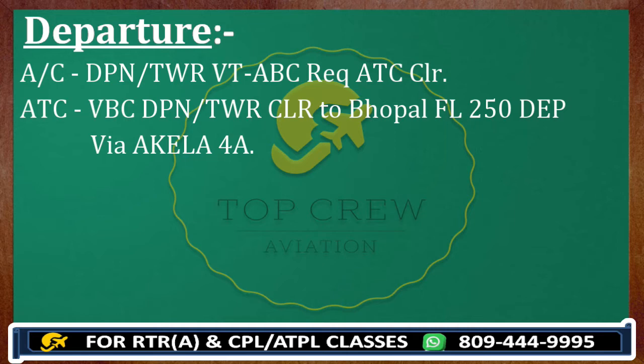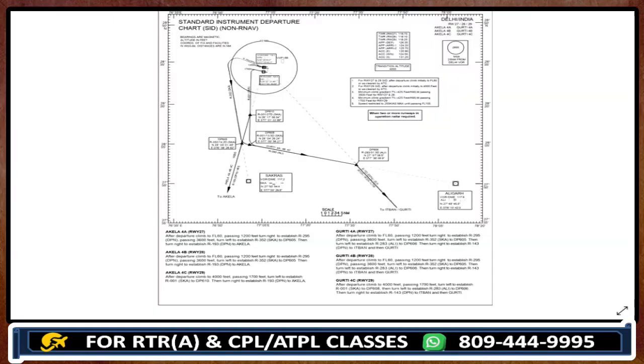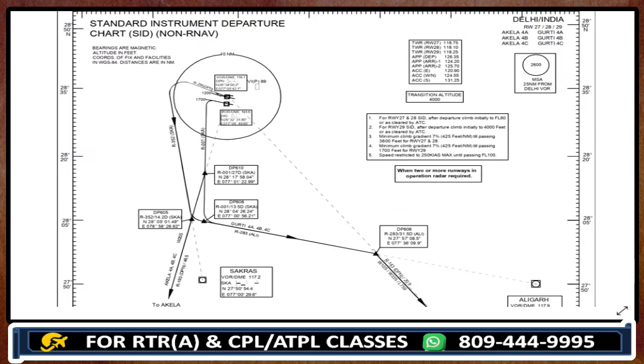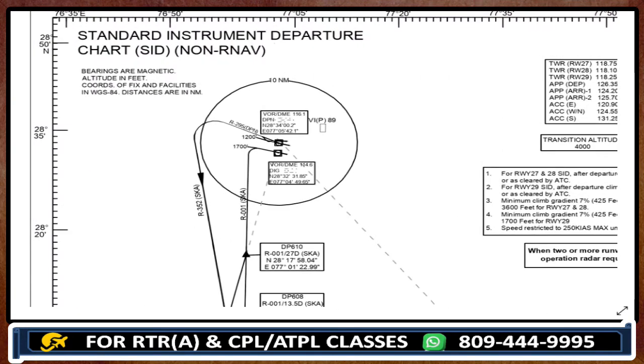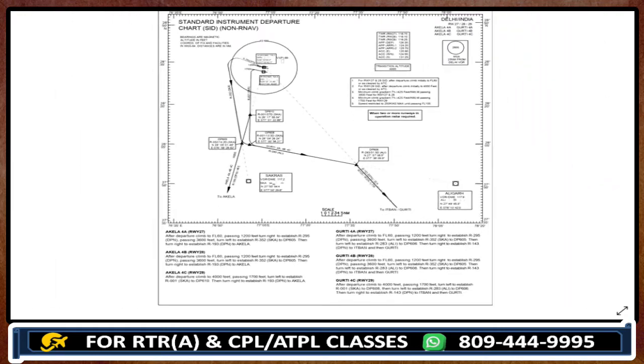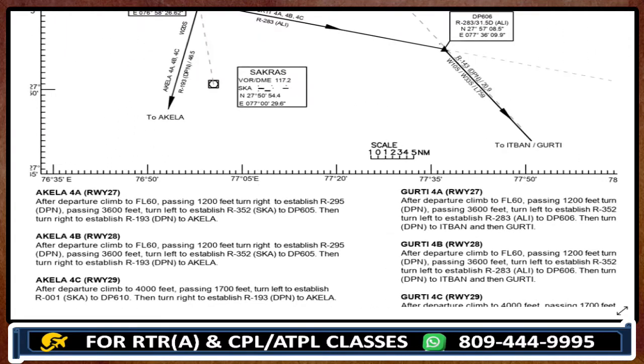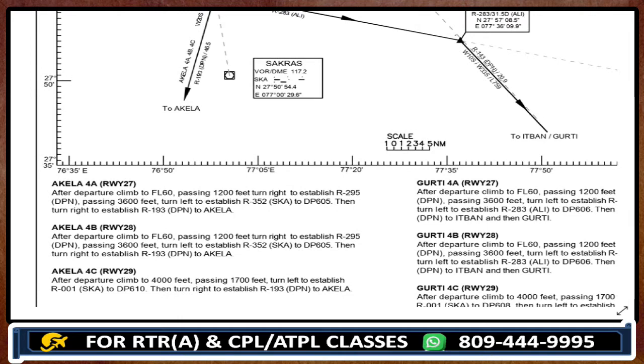and you know all the instructions; you need not write them and need not tell ATC, you have to follow Aquila 4 Alpha. Now look at this chart. This is how it looks, guys. Standard instrument departure chart. This is a non-RNAV chart. If you look at the bottom of this chart, you get all the information for whatever you are going to do once you have departed, guys.